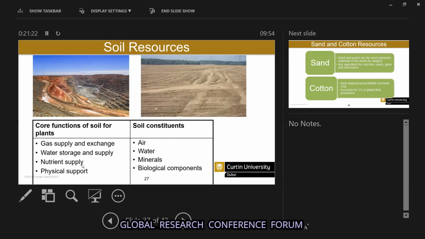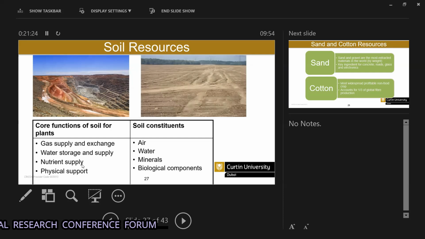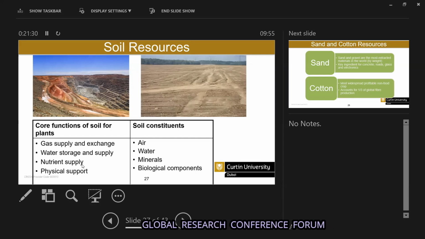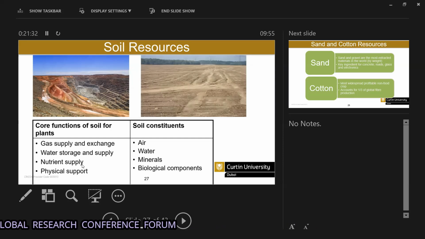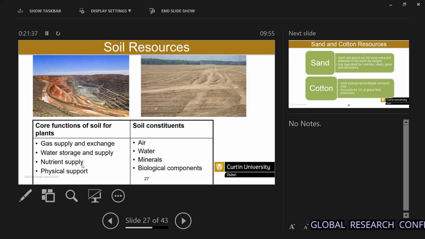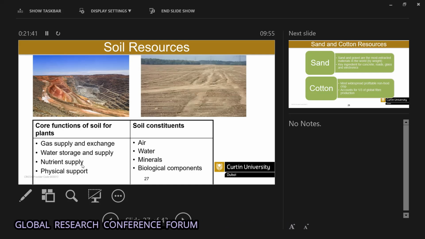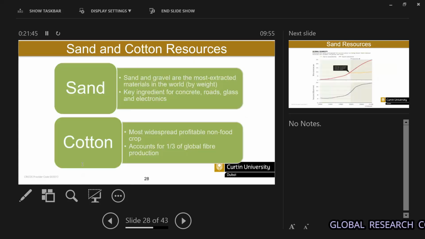Another thing, science and knowledge: we need to apply more fertilizer for food production. If you apply more fertilizer, more nitrous oxide will be released. We have discussed already, nitrous oxide is 265 times more dangerous than carbon dioxide. At that time, we will be talking about nitrous oxide, not carbon dioxide.